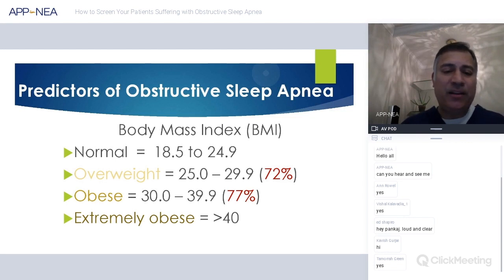You don't have to know any of this. The BMI calculator is actually part of the workflow. If the patients themselves put in their height and weight, it calculates the BMI for you. But just realize something. For an overweight person, the incidence is 72%, but for an obese person, it's 77%. Studies haven't reported on extremely obese patients, but if you look at that, it's definitely in excess of 77%.